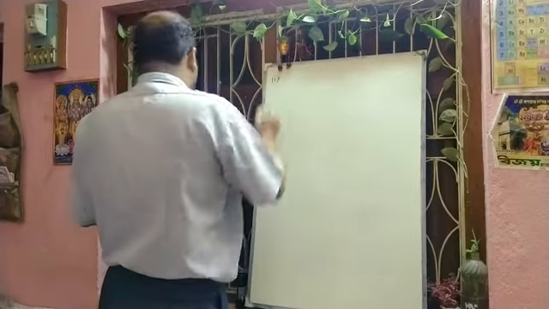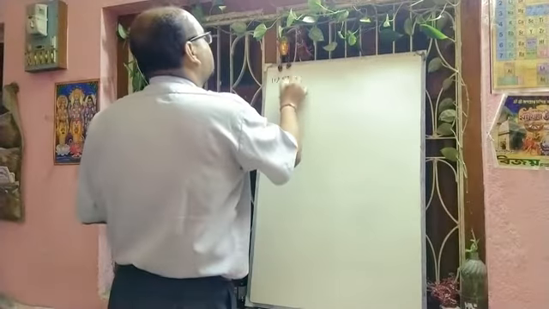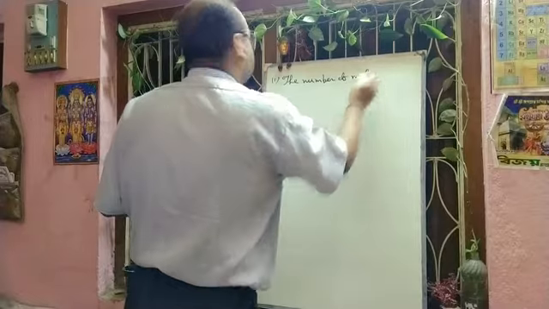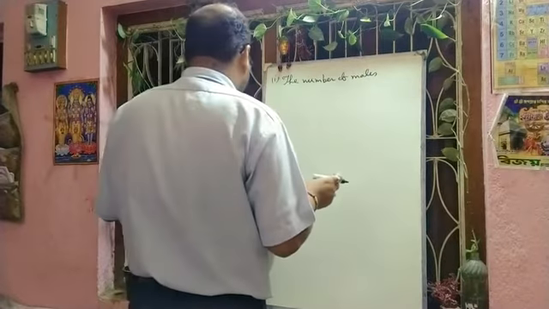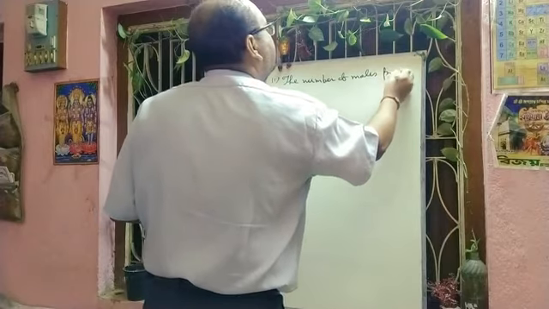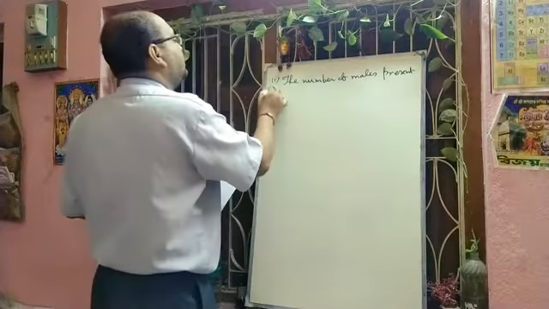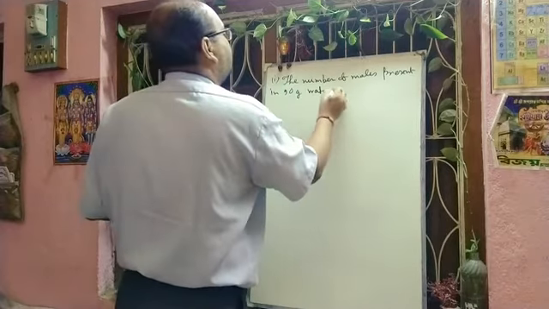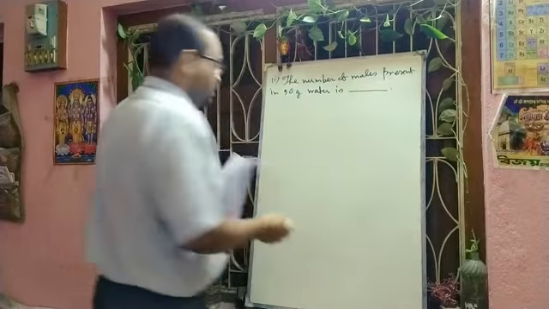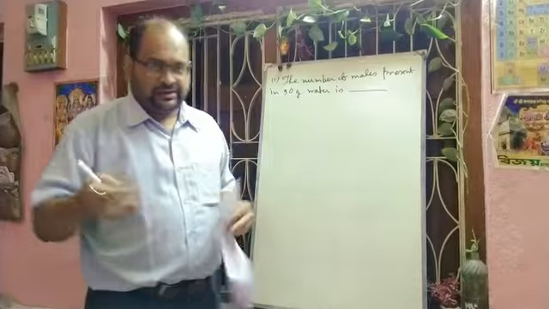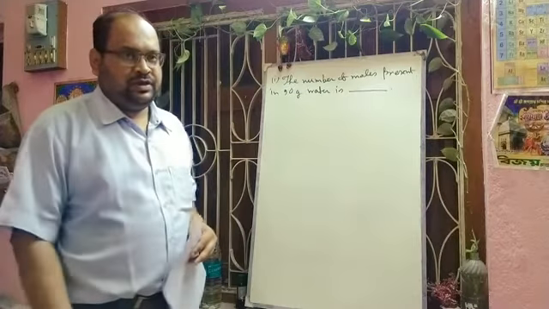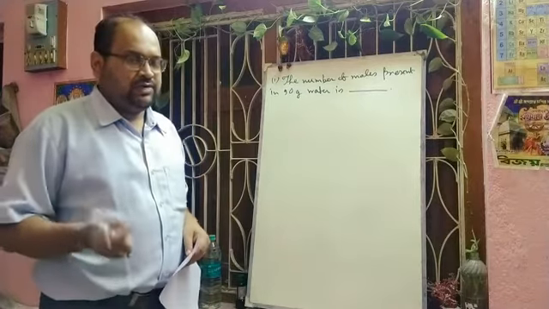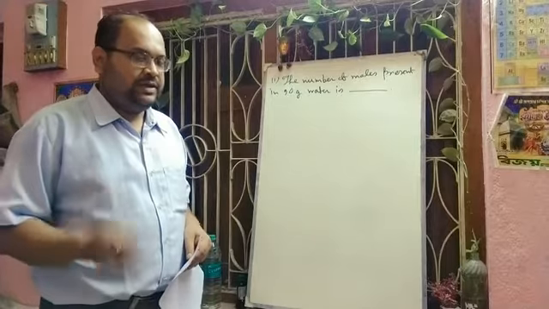Question number 1. The number of moles present in 90 gram water is. Now you pause your video and try to think the answer or calculate the answer. Then I am writing answer. You will check whether it is correct or wrong. In this way, if you watch the video, okay, then you will be benefited.